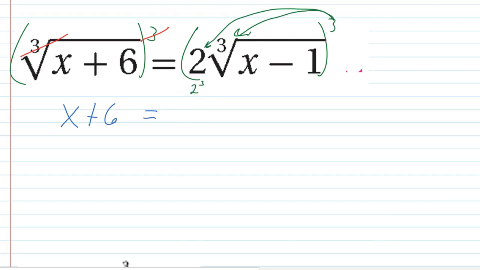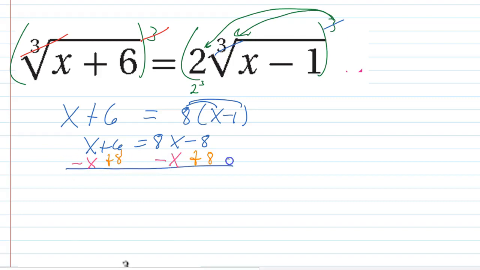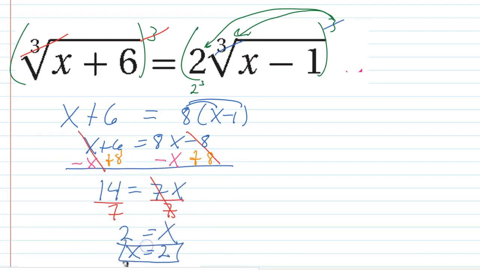That's going to give you 2 cubed, which is 8, times x minus 1, and then the cube and the cubed root cancel each other out. Now you need to distribute the 8 through and finish the problem. That leaves you with x is equal to 2.